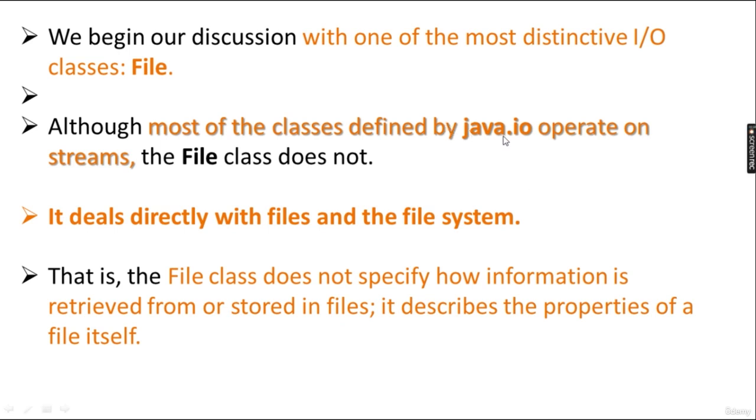Although most of the classes defined by Java input-output operate on streams, the File class does not operate on streams. So it is an exception. It deals directly with files and the file system. The File class does not specify how information is retrieved from or stored in files. It describes the properties of the file itself.